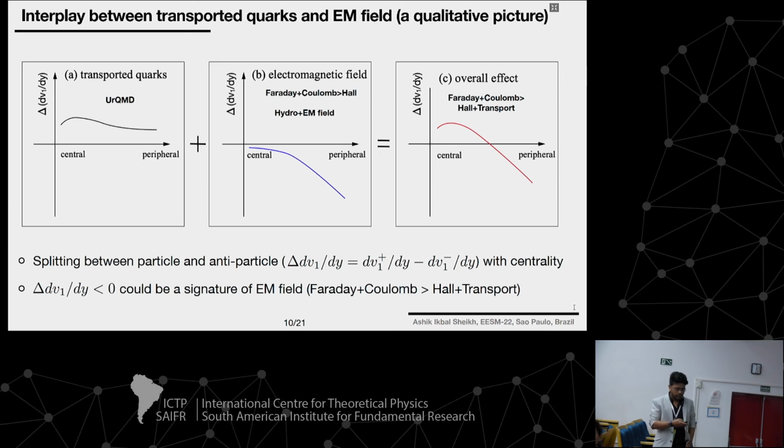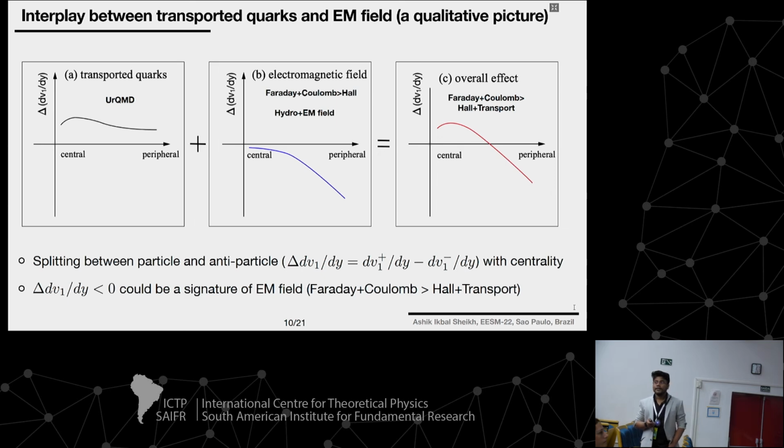So far, for peripheral collisions, we have seen that the splitting is negative, and it fits with the qualitative argument of these calculations. The reason this might be important is that nobody doubts Coulomb effects might be very large there. But if there is also a very large Faraday effect, it means you are going to have very rapid decay of the magnetic field and perhaps no chance for CME.